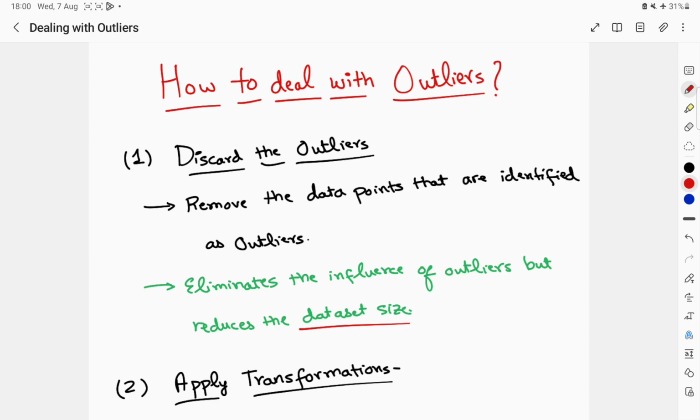The first technique is, yes, to simply discard the outliers. So you can simply remove the data points that are identified as outliers. This is the simplest approach and a no-brainer, and it directly eliminates the influence of outliers, but it also reduces the dataset size, right? So this is a valid answer, but probably not what the interviewer is looking for. And as a smart data scientist, you have got to know some more techniques that you can try before simply removing and throwing out your outliers from the data.